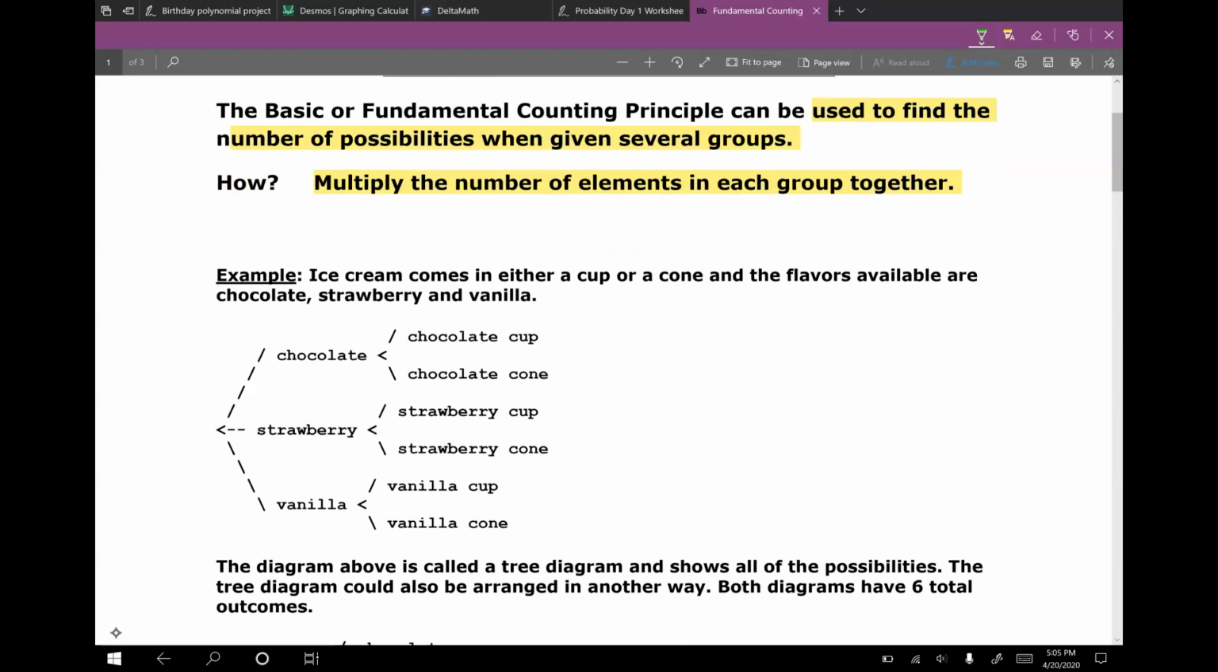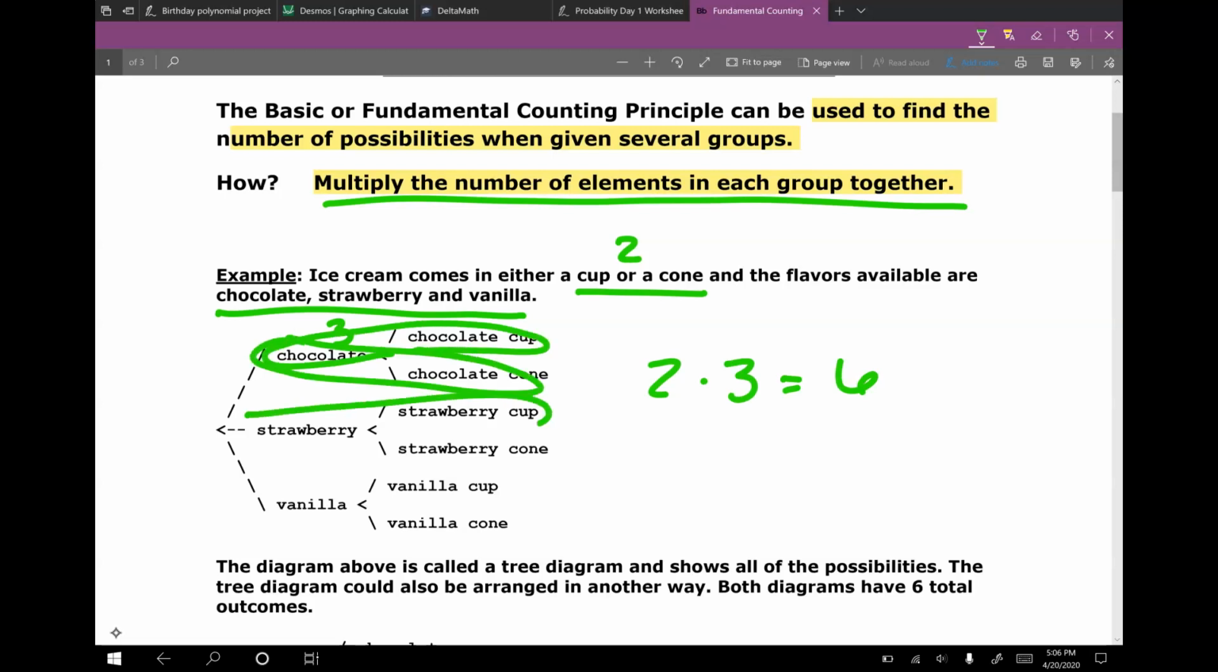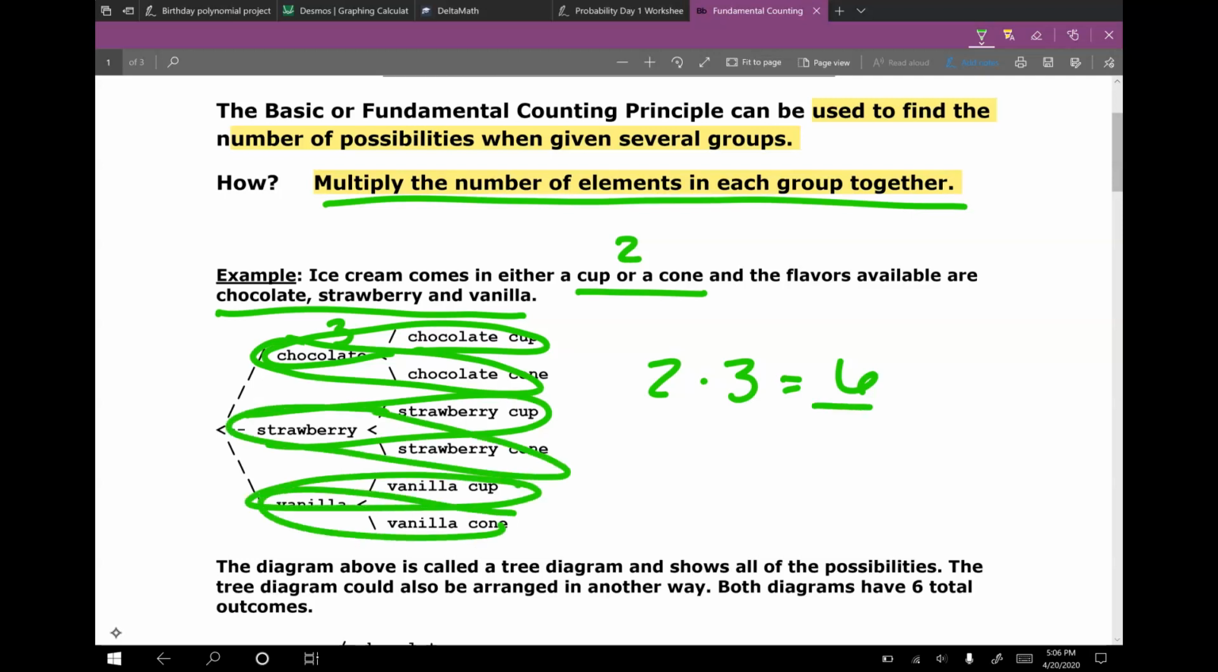It says that ice cream comes in a cup or a cone. So that's 2 possibilities in that one group. Then your next group is flavors, which is 3: chocolate, strawberry, and vanilla. As it says, you multiply the number of elements in each group. There are 2 elements here, 3 elements here, so 2 times 3 would be 6. And if you counted these, 1, 2, 3, 4, 5, 6, it would match your answer.